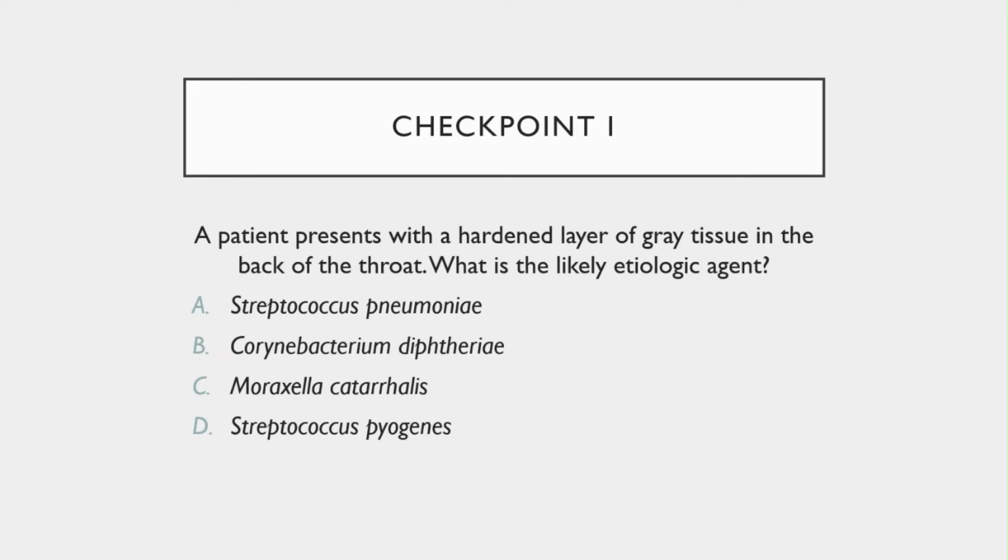Checkpoint 1. A patient presents with a hardened layer of gray tissue in the back of the throat. What is the likely etiologic agent?